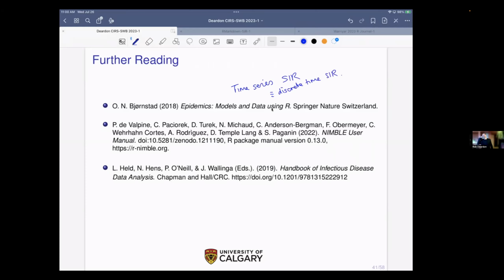I believe, I should have checked this before the talk, that they talk about this mainly in the maximum likelihood framework rather than the Bayesian framework, but that might not be right. But it's a really nice book, okay?